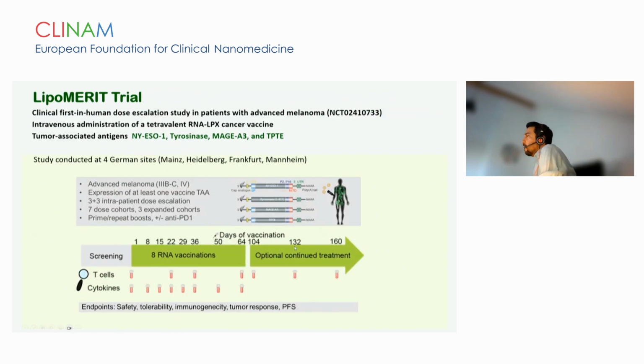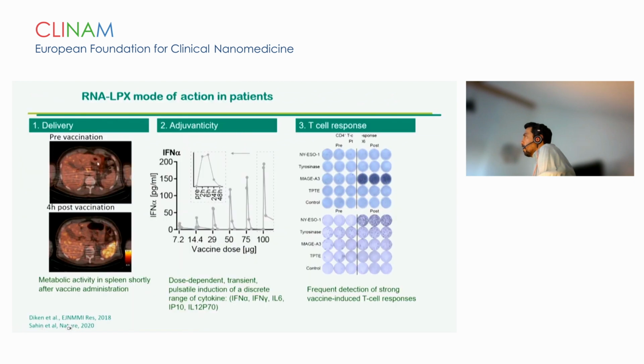So with all this data, we started the first in human clinical trials in melanoma patients using 4 different shared antigens and immunized the patients with RNA lipoplexes. Here we can see that there's also metabolic activity in the spleen shortly after vaccine administration, as we observed in mice. And similarly, we also have interferon alpha as a pulsatile induction, and it's transient and dose dependent.